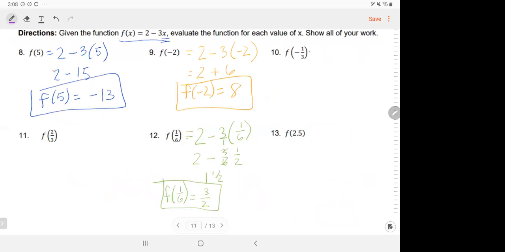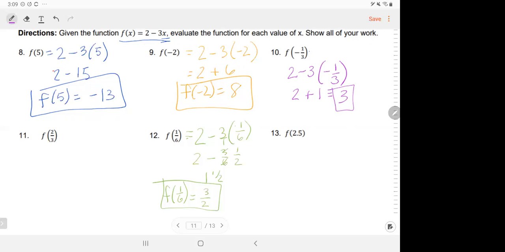Okay, so let's try f of negative 1/3. F of negative 1/3 is 2 minus 3 times negative 1/3. So 3 times 1/3 will give me 1, but a negative times a negative will be a positive. So this will be positive 1. So this is 2 plus 1 equals 3.